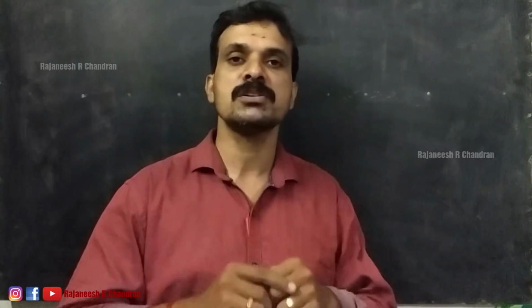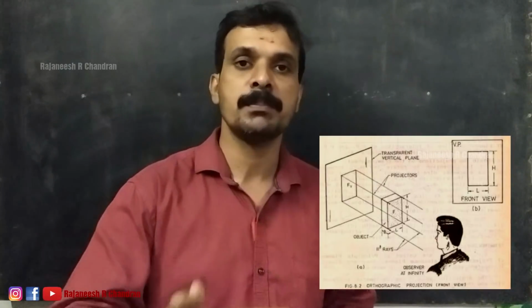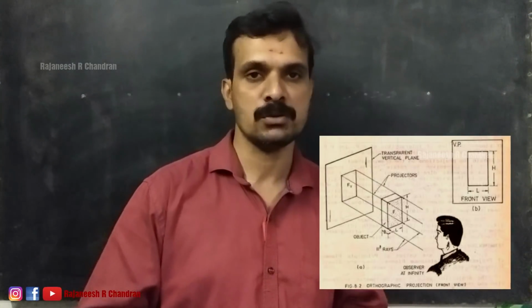Orthographic projection means the visual rays coming from the eye of the observer will be parallel to the ground, because in orthographic projection the observer is considered to be placed at infinity. When the observer is at infinity, the visual rays coming from the eye of the observer will be parallel to the ground. Also, in orthographic projection, the picture plane will always be perpendicular to the visual rays. So there will be a picture plane that is perpendicular to the visual rays coming from the eye of the observer.